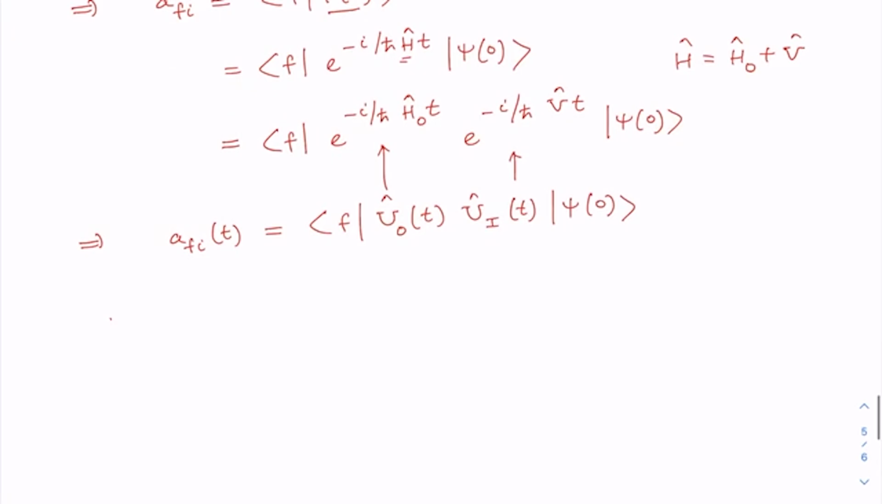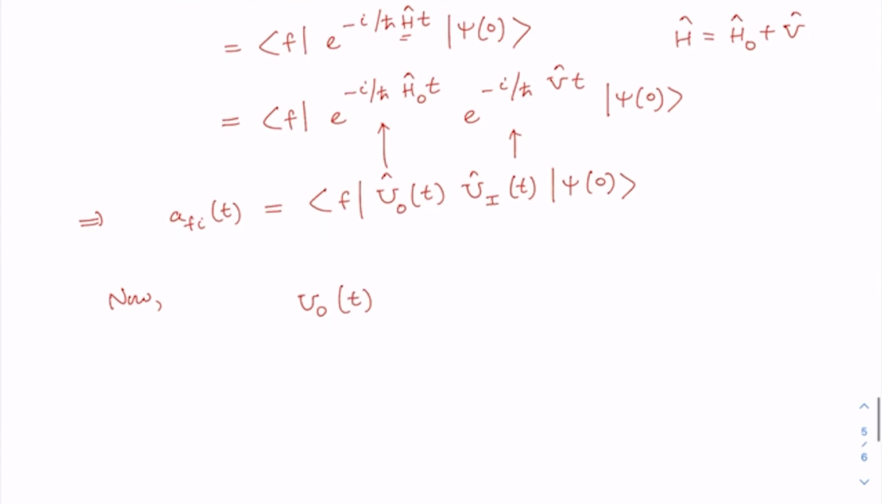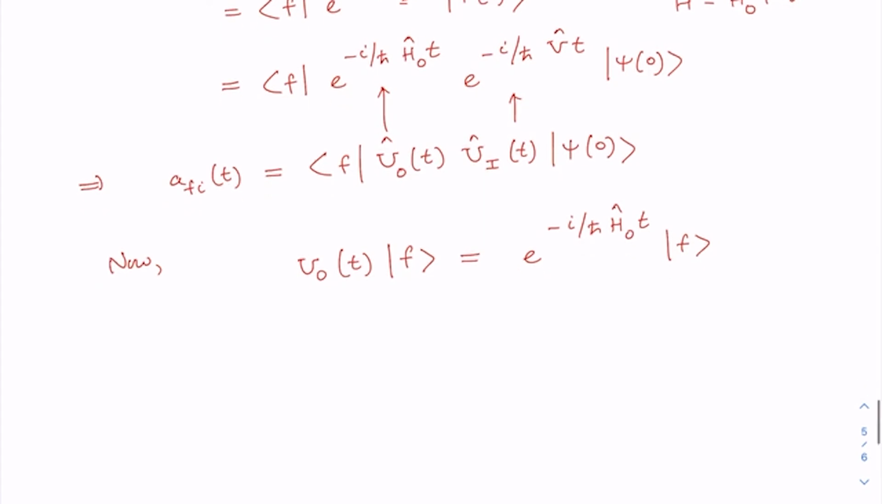Now U0(t), that is the evolution operator, if it operates on the state vector ket f, gives e^{-(i/ħ)H0 t} |f⟩, where f is the state of the system.